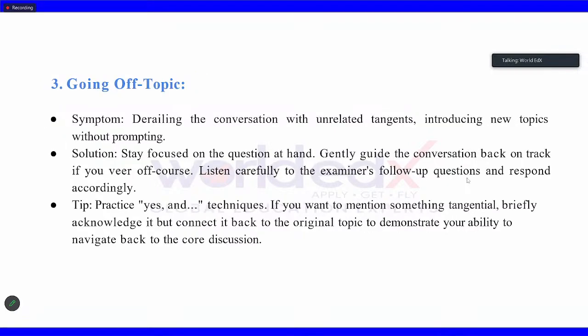Going off topic: most of us make this mistake, that we generally talk about different things that are not asked in the question. We do not need to do that. Derailing the conversation with unrelated tangents, introducing new topics without prompting. Stay focused on the question at hand. Gently guide the conversation back on track. Of course, listen carefully to the examiner's follow-up questions and respond accordingly. Practice techniques: if you want to mention something tangential, briefly acknowledge it, but connect it back to the original topic to demonstrate your ability to navigate back to the core discussion.